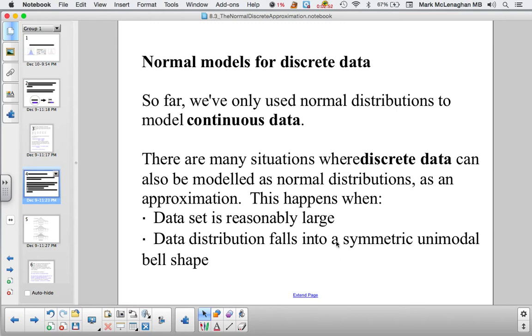Two things have to apply. One, the set of data has to be reasonably large. What that means comes down to interpreting what your data is, and then looking for a large set of data. And of course, it has to be symmetrical and have only one mode, giving you the bell shape on the graph.